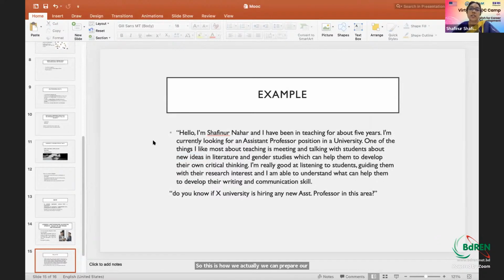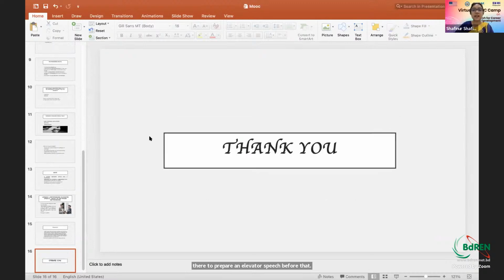So this is how we can prepare our elevator speech. And it's better if you go to any event, before going, if you think that you will meet someone there, to prepare an elevator speech before that. So this is all about my lesson. If you have any question, you can ask me, or you can write in the chat box so I can reply to you. Thank you all for listening.